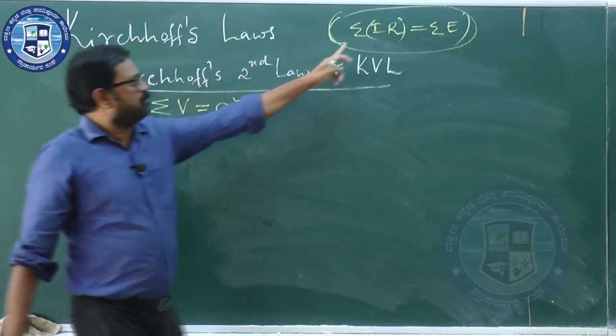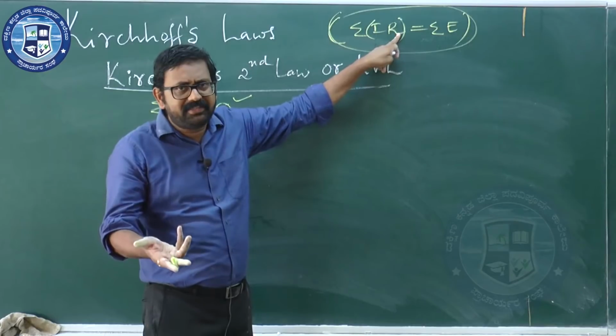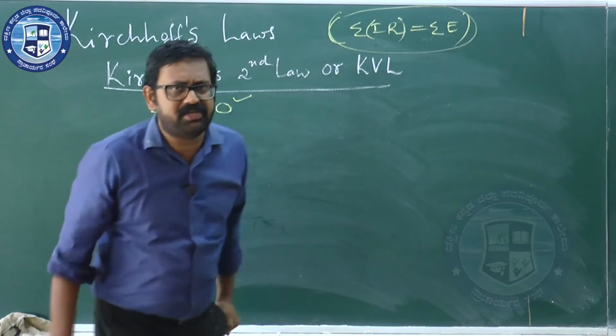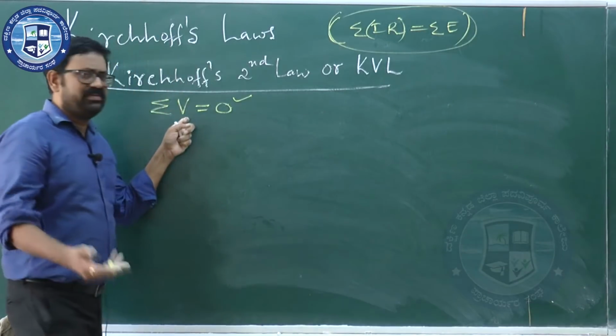What do you mean by summation of IR? It is V only, correct? Even this EMF is also something related to the potential difference only. Ultimately, it ends up with this relation.